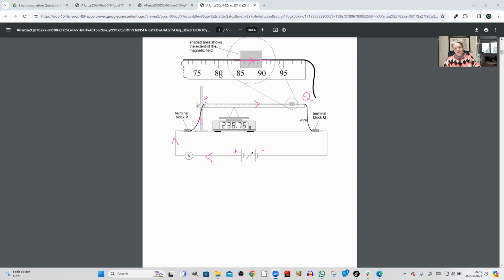So, okay, if the apparent mass on the scale is going down, there must be an upward force on the wire. Can you see that? In this situation, the yoke with the magnets on is not on the balance, remember. I hope you can see that. It's slightly different to the previous situation.